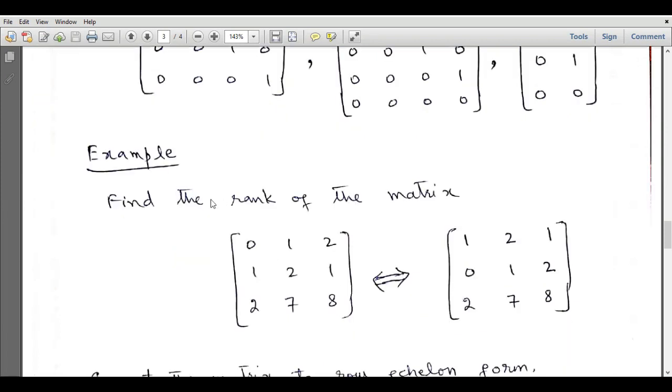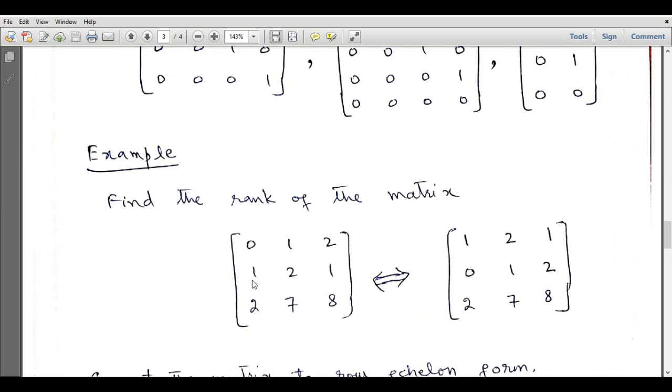Now we will solve a few examples, and we will have to find the rank of the matrix. So this is the matrix, and we have to evaluate the rank of this matrix. So in solving these matrices, we can interchange the rows or columns with each other.